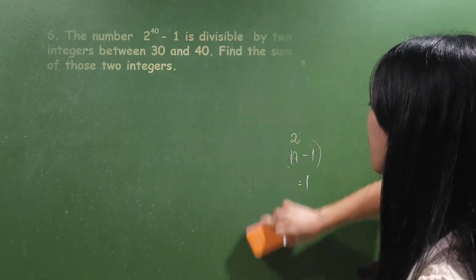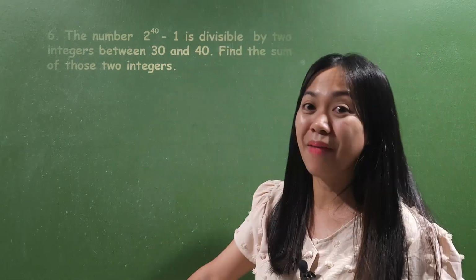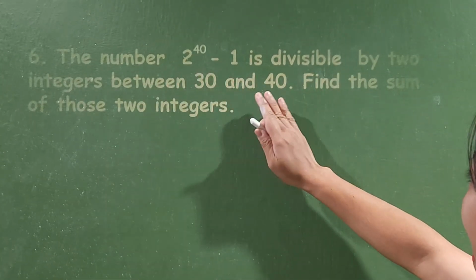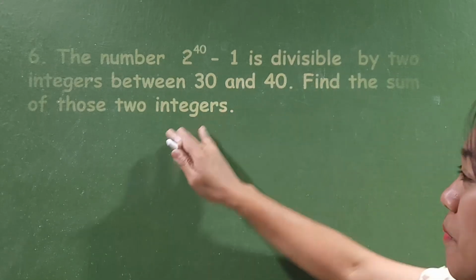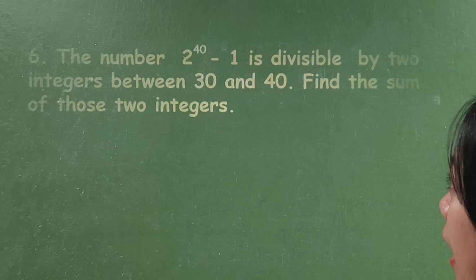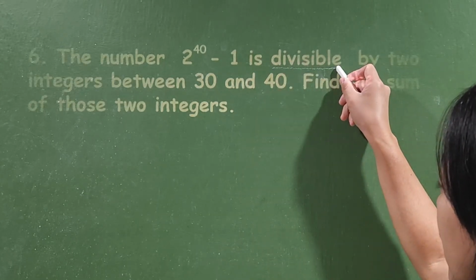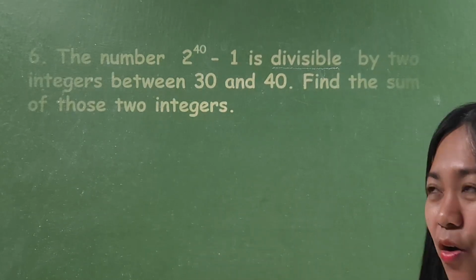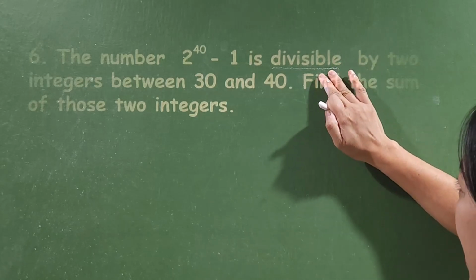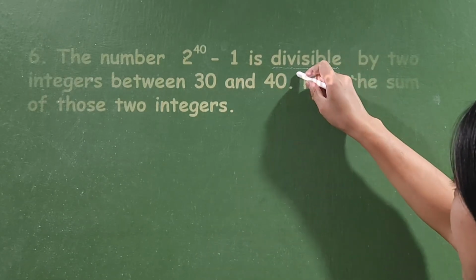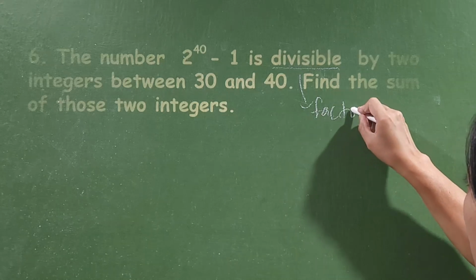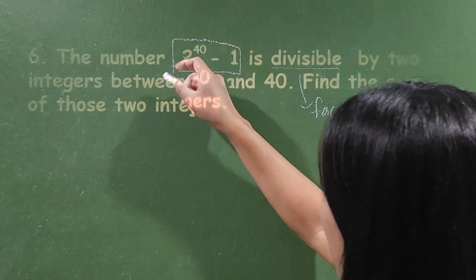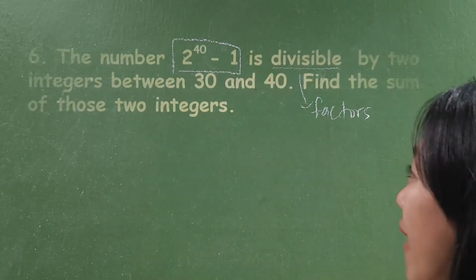The number 2 raised to the power of 40 minus 1 is divisible by two integers between 30 and 40. We're going to find the sum of those two integers. Okay, from the word divisible, it means we can divide exactly. And if we can divide exactly, then we are referring to factors of this number, 2 raised to the power of 40 minus 1.